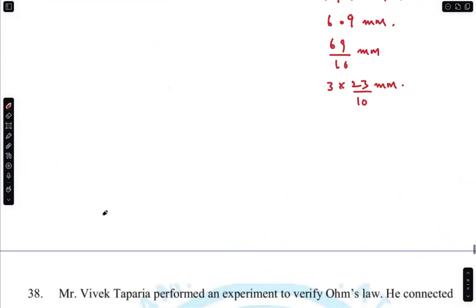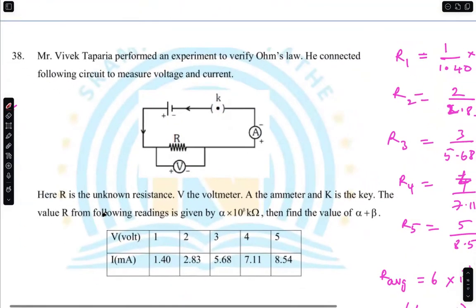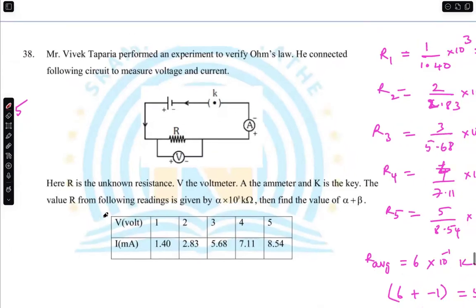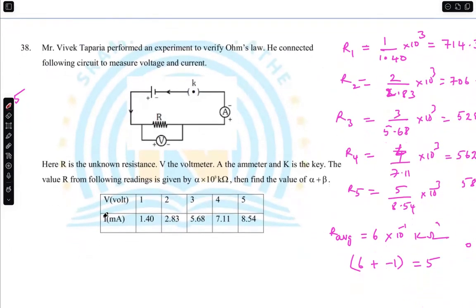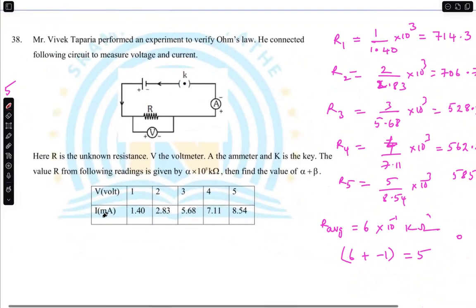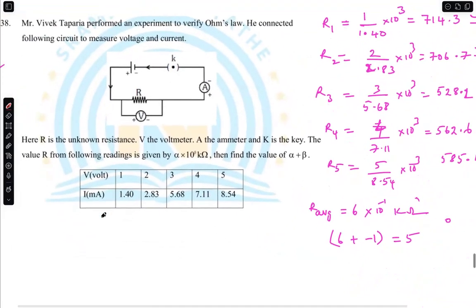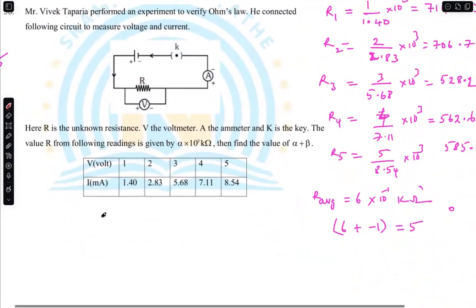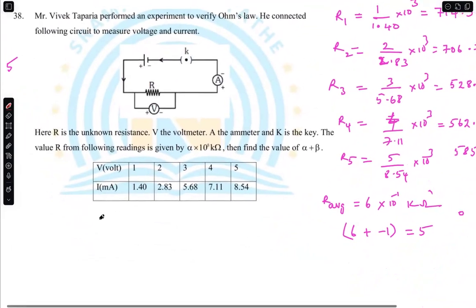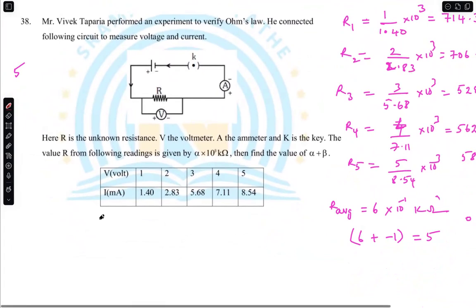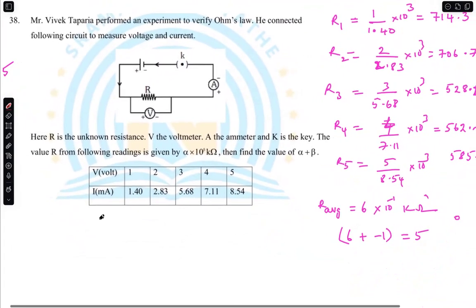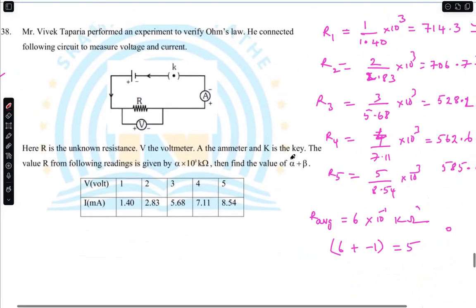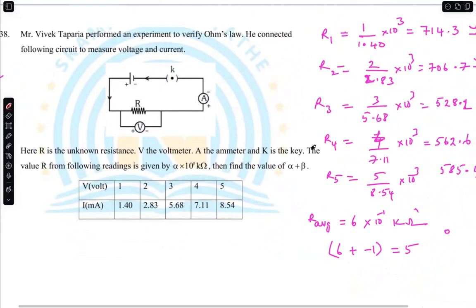Right. Next. Maybe last. Mr. Vivek Taparia performed an experiment to verify Ohm's law. He connected the following circuit to measure the voltage and the current, where R is the known resistance, V the voltmeter, A the ammeter, and K is the key. The value of R from the following readings is given by so and so. Find alpha plus beta. Voltage by current is resistance.